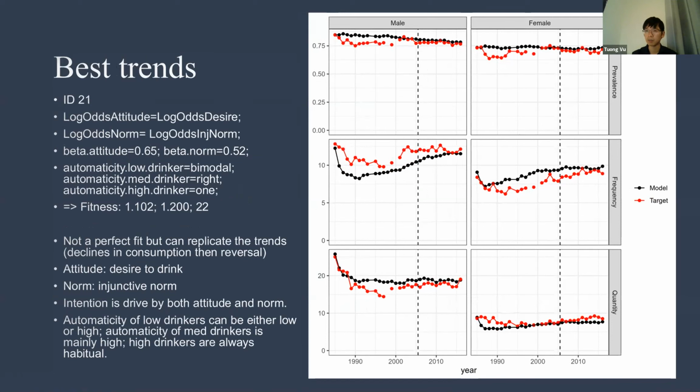So now I tried to find the best one that can actually replicate the phenomena of the decline in consumption and reversal. And this is the one that I found. Log-odd attitude is design, and the norm is just the injunctive norm. Intention is driven by both attitude and norm. And then you have this set of automaticity. Interestingly, this model is ranked 27 when you look at the fitness of male and female. So it's not the top, but the trend is really good, right? If you look at the trending, it's really good.